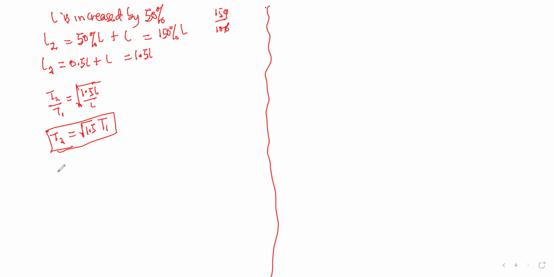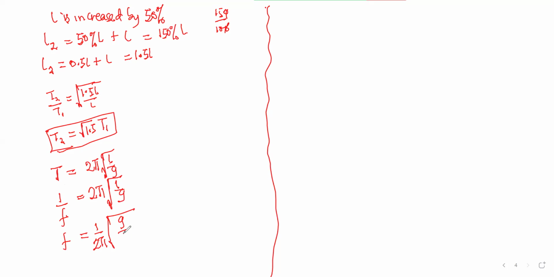Now, if T is equal to 2 pi root of L over g, then we can also express frequency. Our frequency is 1 over the period. Our period is 1 over the frequency. We can also express the same thing as 1 over 2 pi times the root of g over L. All right. If you have any question, ask.